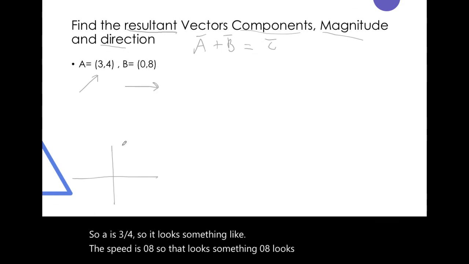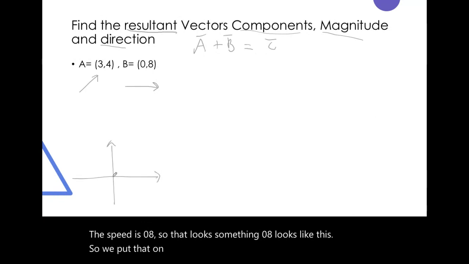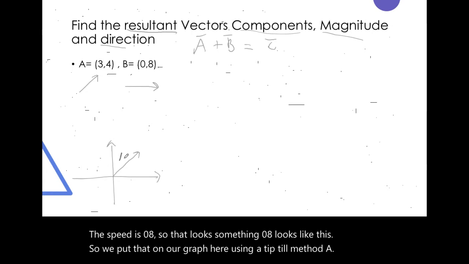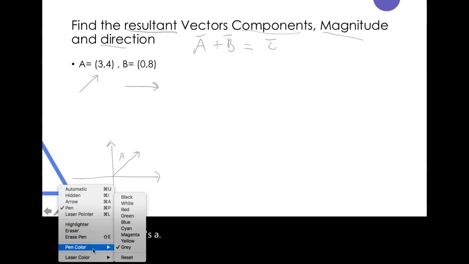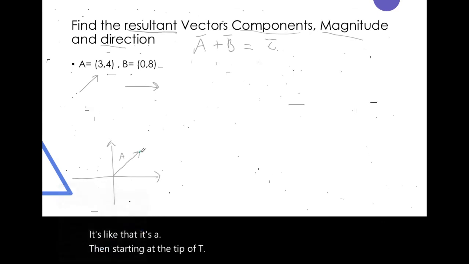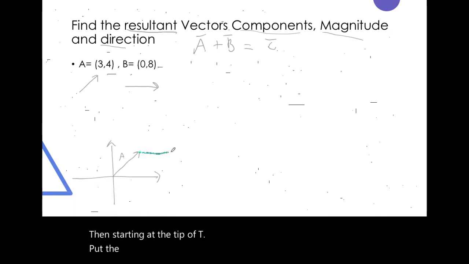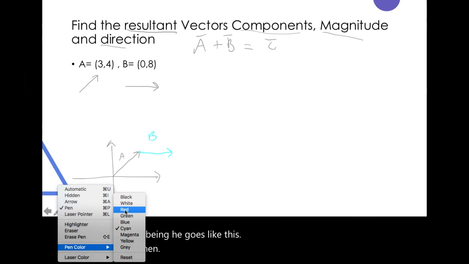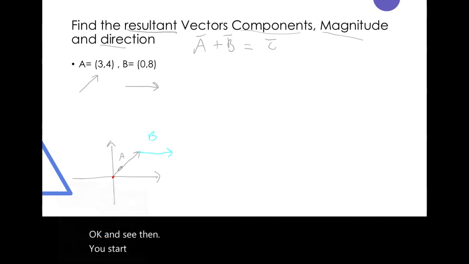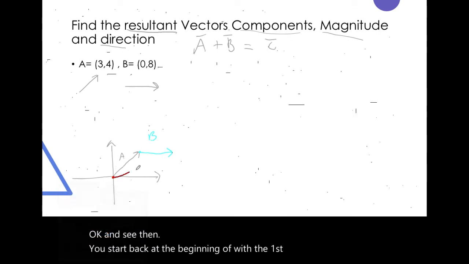So when we put that on our graph using the tip-to-tail method, A, just like that, that's A. And then starting at the tip of A, put the tail of B. It goes like this. Okay. And C then, you start back at the beginning of where the first vector was, and then go to the new point there. So that's C.